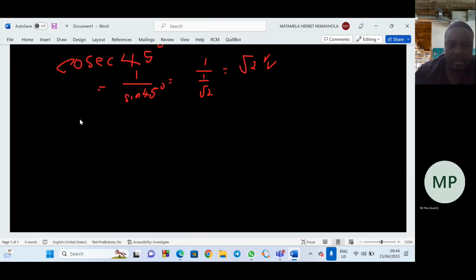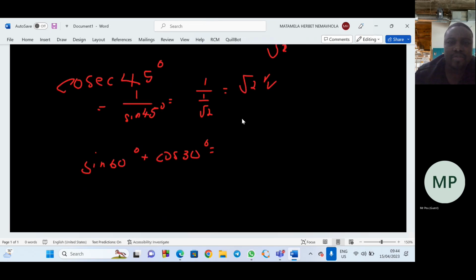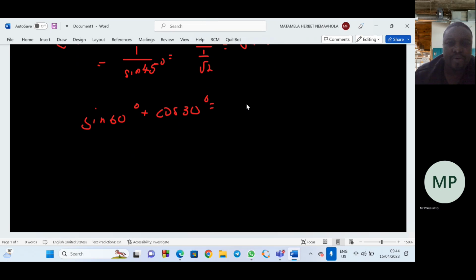For example, they gave you sine 60 degrees plus cos 30 degrees. In order for you to answer this, you must know the special angles. Sine 60, when you are working with a special angle, is going to be square root of 3 over 2. Now I'm no longer going to be drawing; you must draw. And then cos 30 also is going to be square root of 3 over 2, né?